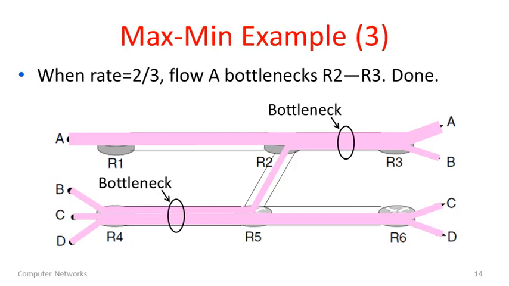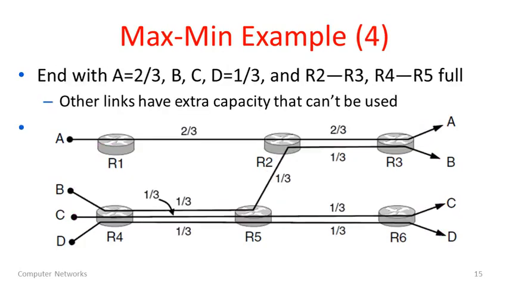When that happens, we'll be bottlenecked on another link. And then A can no longer increase. And there are no flows left, so we're done. We have an allocation. Here's what the allocation is that we ended up in, just to remind you. A had 2/3 of a unit, B, C, and D had 1/3 of a unit. So you can see, even though it's equal per flow, not everyone's going to get an equal amount.